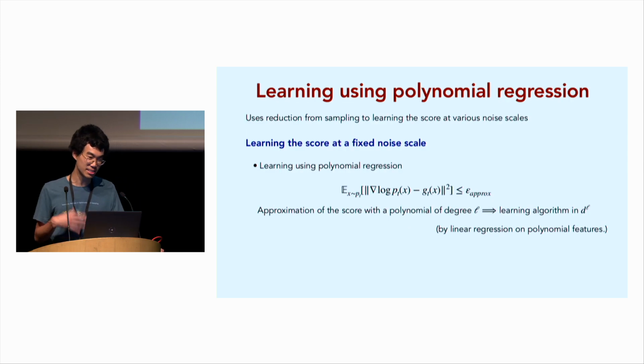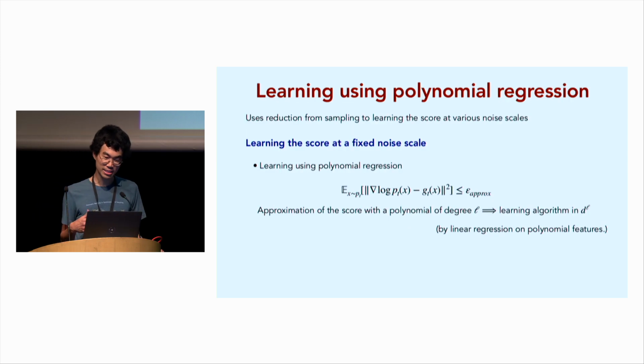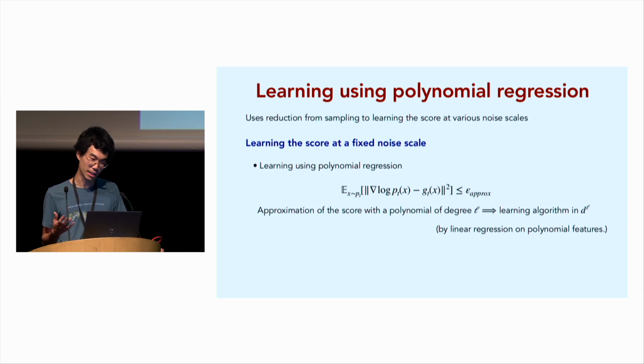Now let's talk about the ideas of the proof. The idea here is to use polynomial regression. We're using this reduction from sampling to learning the score function at various noise scales. So let's fix a noise scale and try to learn the score function at that noise scale.